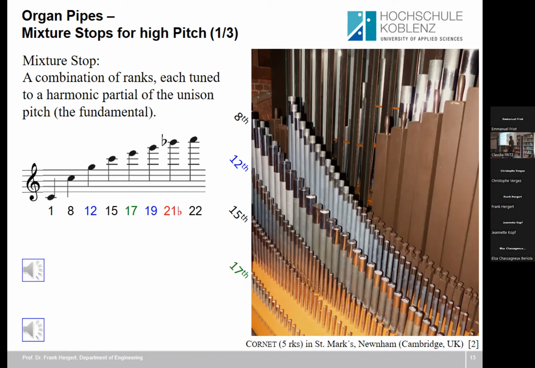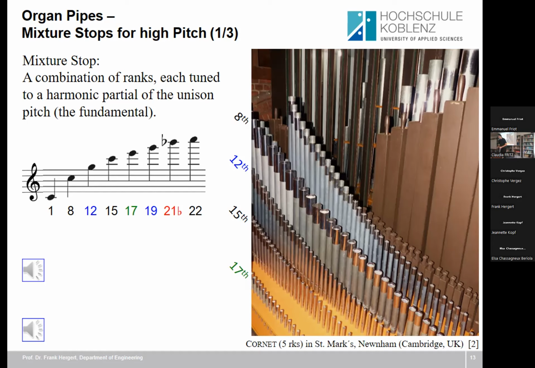You play one, for example, that one, indicated by 1. The 1 means unison pitch. So a C, for example. Then at the same time, you play a pipe which is indicated at 8, at the octave. Then you play a third pipe at the 12th, the interval of a 12th, a fourth pipe at the 15th, which is 2 octaves above, and a fifth pipe at the 17th, which is the major tierce above, a major third above the 2nd octave.